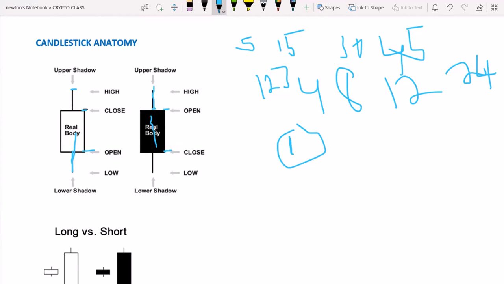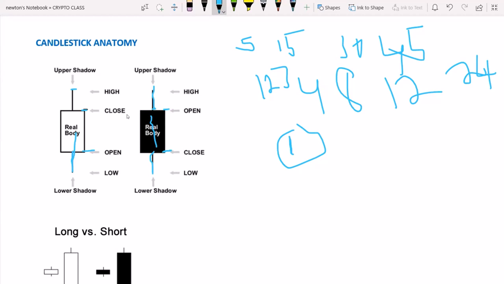So in the case of a bearish candle, this point was the highest point price got to before price now starts to retrace, then comes down to this point, and then comes back here to close. So this is just what candlestick anatomy looks like. Anatomy means we're trying to look at every part, every segment of the candle, all right?